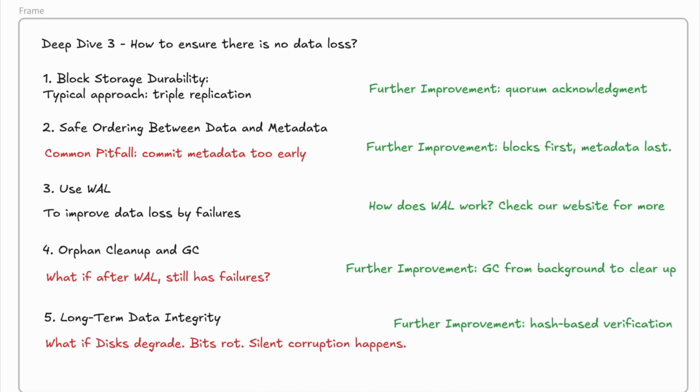Putting it all together. To sum it up, ensuring durability is not a single feature. It's an ecosystem of defenses. Each layer protects a different part of the life cycle. Together, they guarantee that once a file is uploaded, fully and successfully, it stays safe, available, and intact, no matter what.